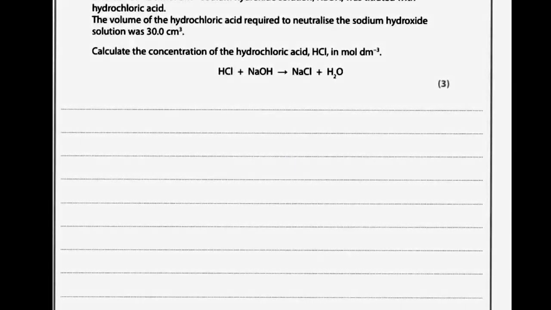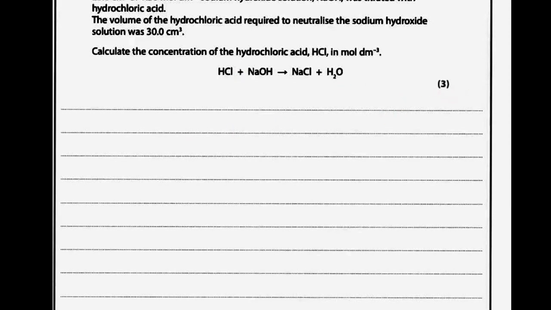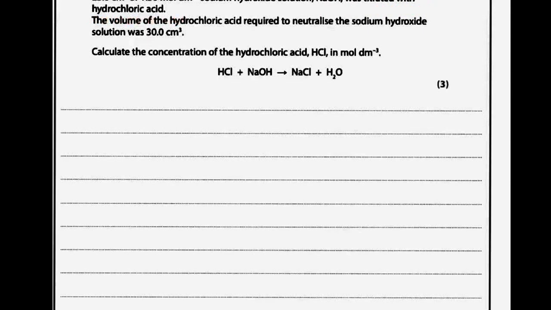This is a 3-mark question, and it involves lots of maths, so we need to set it up correctly so we can ensure we get the right answer at the end. It says, in another experiment, a titration was carried out. 25 cm cubed of 1.5 mol dm cubed sodium hydroxide solution, NaOH, was titrated with hydrochloric acid. The volume of the hydrochloric acid required to neutralize the sodium hydroxide solution was 30 cm cubed. Calculate the concentration of hydrochloric acid, HCl, in mol dm cubed.